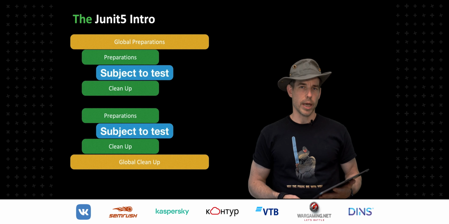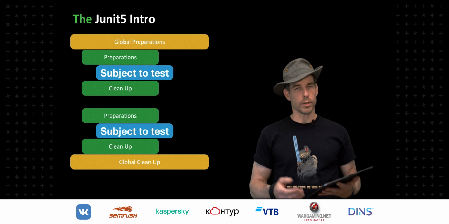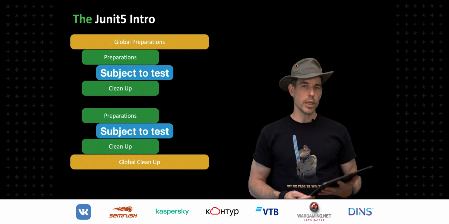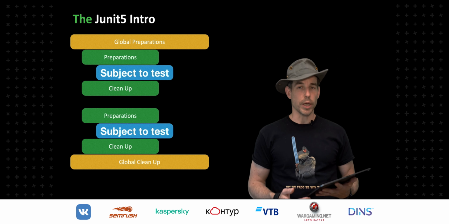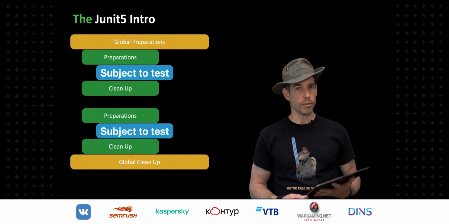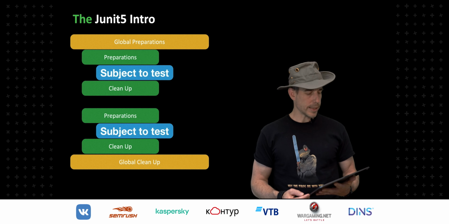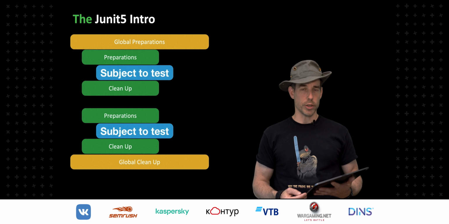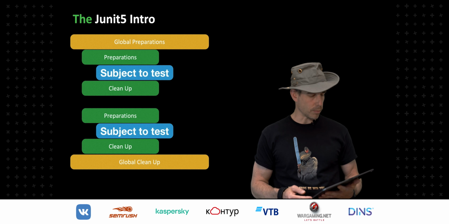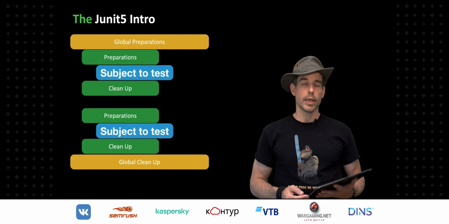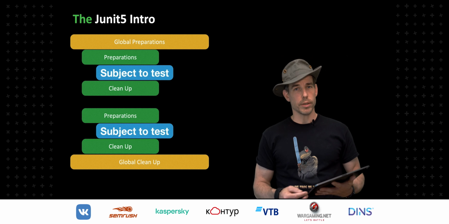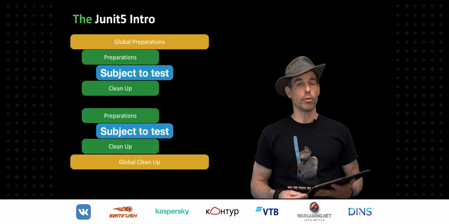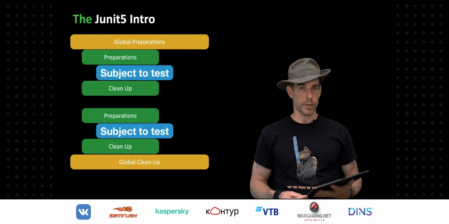First of all, I want to give you some refreshment about what a test scope is and how this is organized in JUnit5. Here we have global preparation. These are the yellow bars in my slides. It means that something should be started or prepared before you start executing your test engine.